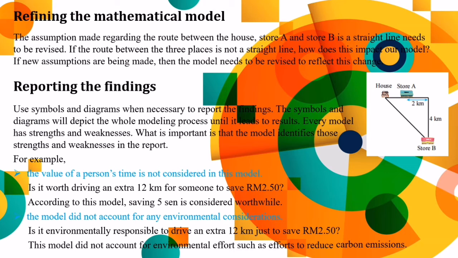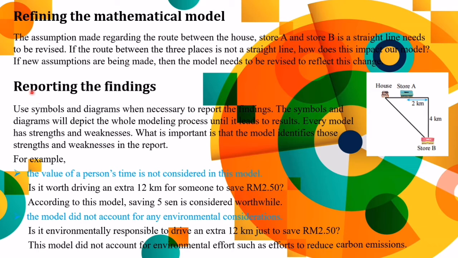The second last part, defining the mathematical model: the assumption made regarding the route between the house door A and store B, that it is a straight line, needs to be revised. If the route between the three places is not a straight line, how does this impact our model? Like in this picture, if the route between the three places is a triangle, what changes in our model? So if new assumptions are made, then the model needs to be revised to reflect these changes.